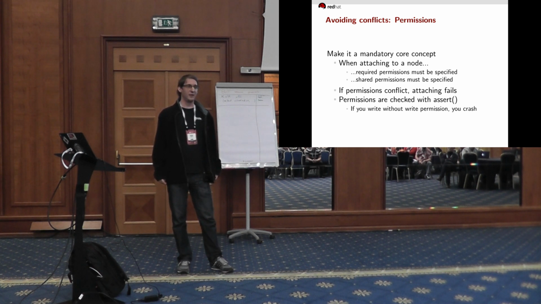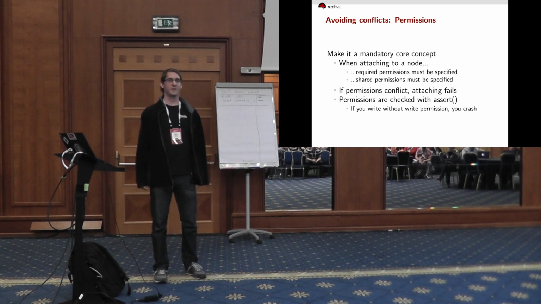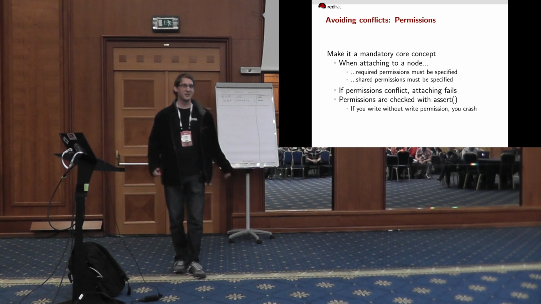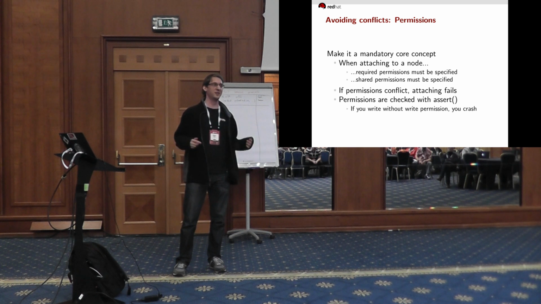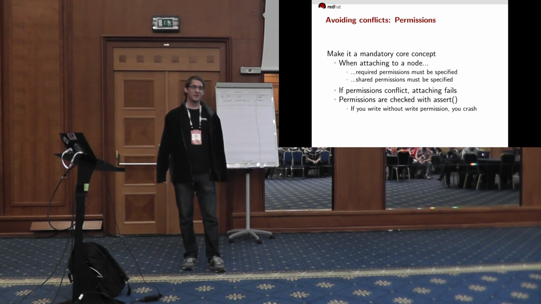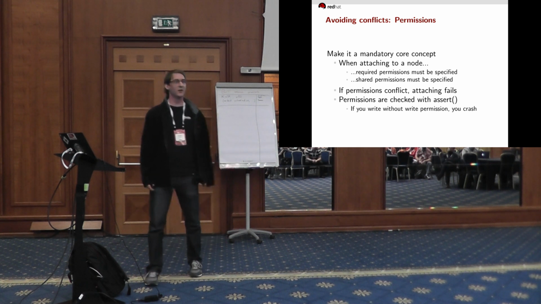So if you write to a node without getting the right permission first, you will crash. We do assert that the permissions are taken. So you're actually forced to say what you're doing, because you can't get a reference to a node otherwise. You can't attach a node to a different node when you don't say explicitly what permissions you want and what you can tolerate from others. And if you give the wrong set of permissions, there are chances that assertions will catch it and you will crash. So this is much harder to forget to actually use, so it becomes a core concept.